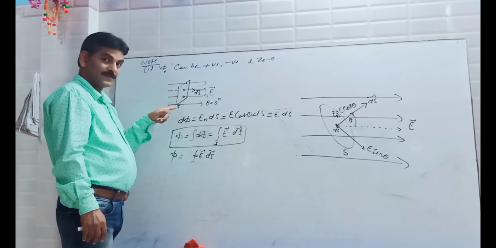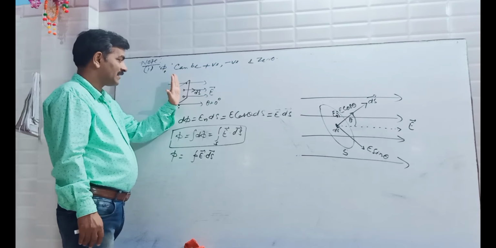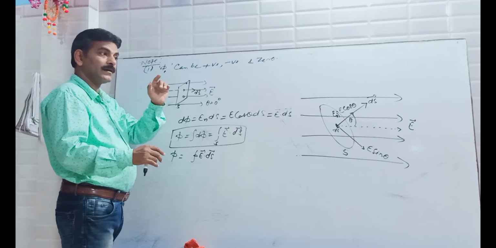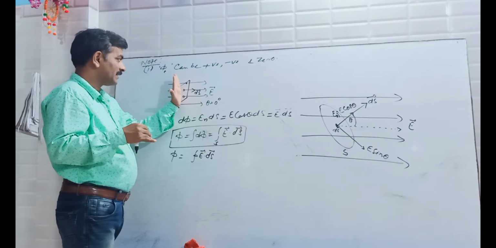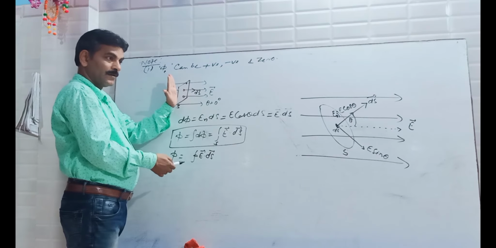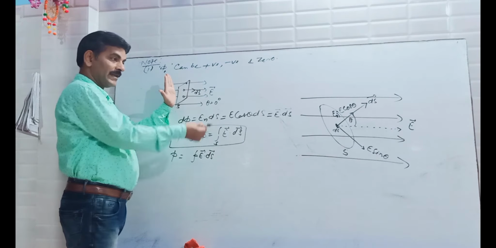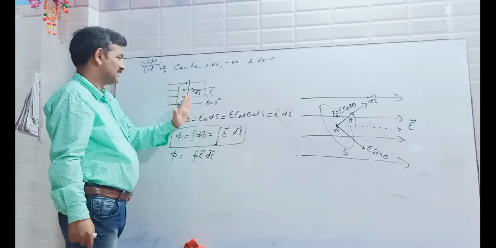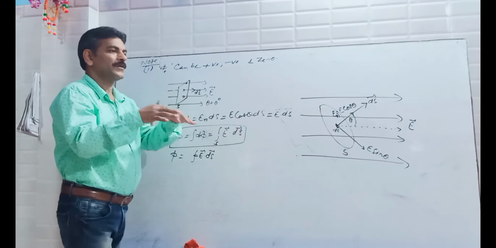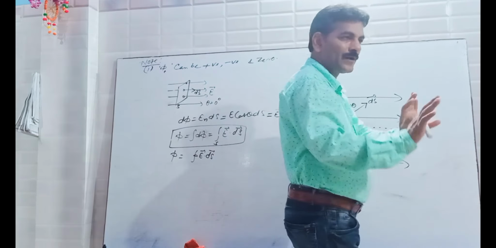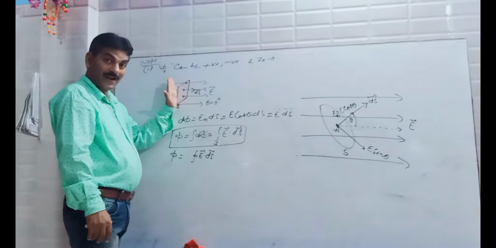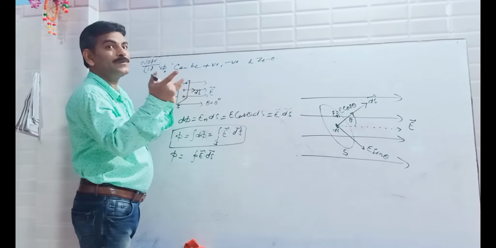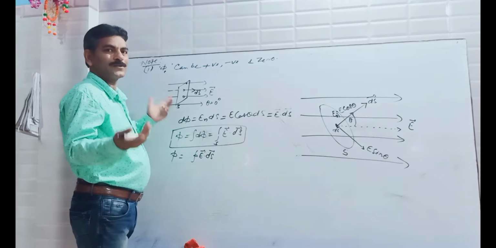So you see, for maximum flux, the surface is held perpendicular to the electric field. You should remember that. When the surface is held perpendicular, the area vector is parallel to the electric field. Under what condition can electric flux be maximum and minimum? For maximum electric flux, the surface should be held at right angles to the electric field, such that the area vector will be parallel to the electric field. So theta will be 0, and flux will be maximum.